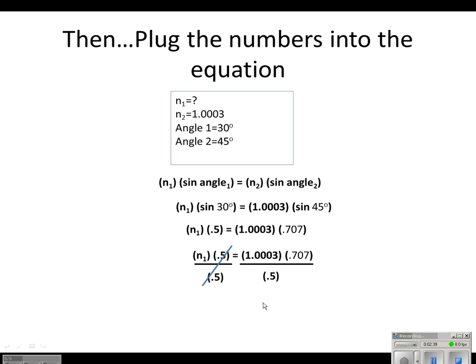Those two cancel out, and we plug these numbers into the calculator. Make sure you put 1.0003 times 0.707 first, and then divide that by 0.5. And our number is going to be 1.41. Bring your numbers out to the hundredth place. There are no units for refractive index, so please don't add any, and your answer would just look like that.